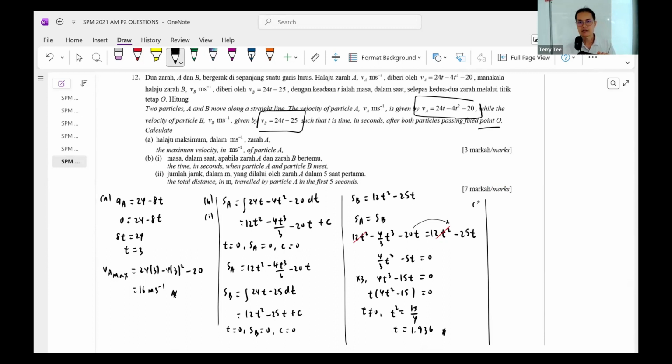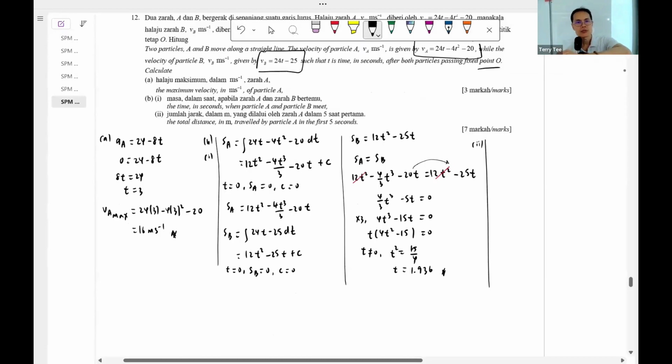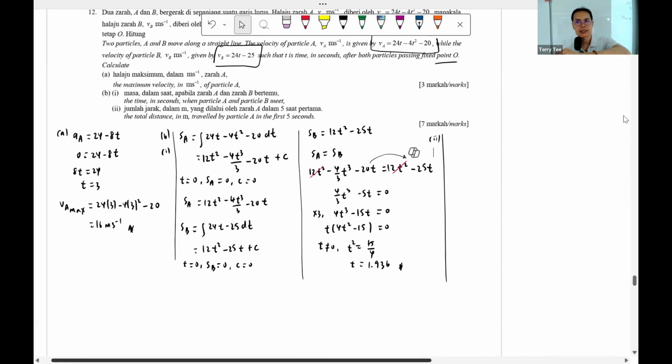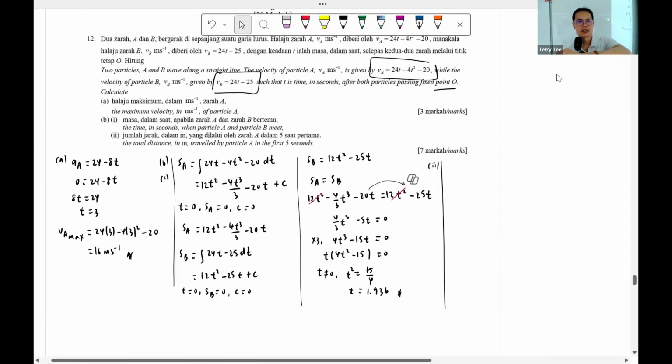Okay, next, find the distance traveled by particle A in the first 5 seconds. Okay, so this one is very long. We need to know whether the particle changes direction or not. So let me do it here because I might not have enough space, right? Let me try to zoom out. We need to find the time when the particle changes direction first. So when will it change direction? The particle will change direction when your v is 0.